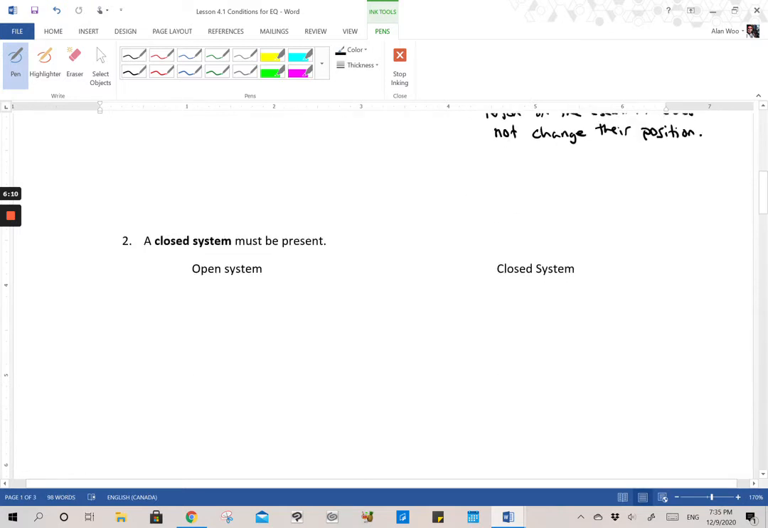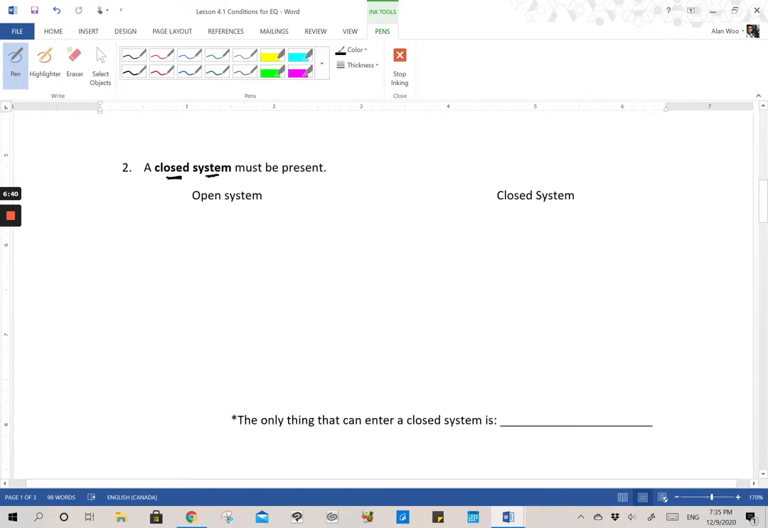Condition number 2, a closed system. So the key word is closed, but we've never talked about what system means. System in this case basically means a container where the reaction is occurring. A room, a box. Wherever the reaction is happening, it's usually called the system. So we'll look at what an open system is like and what a closed system is like.